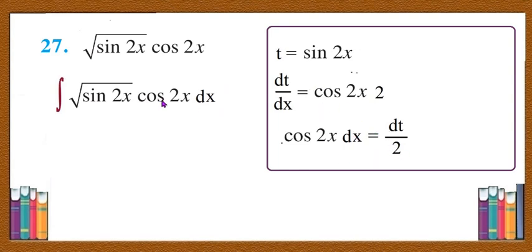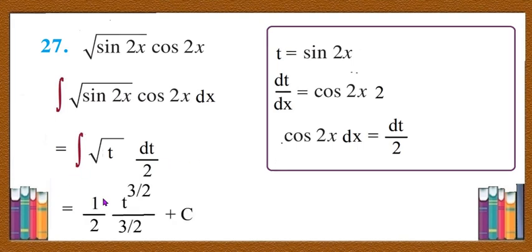And if you make the substitution in this expression, integral root t, because sin 2x is t, into cos 2x dx is dt by 2, and that is equal to 1 by 2 into t to the power 3 by 2 divided by 3 by 2, plus c, and 2 gets cancelled here, and that's equal to 1 by 3 into t, where t is sin 2x. That's why 1 by 3 into sin 2x to the power 3 by 2 plus c.